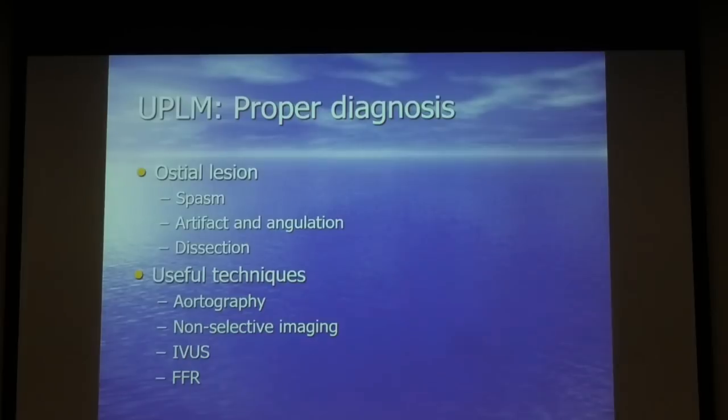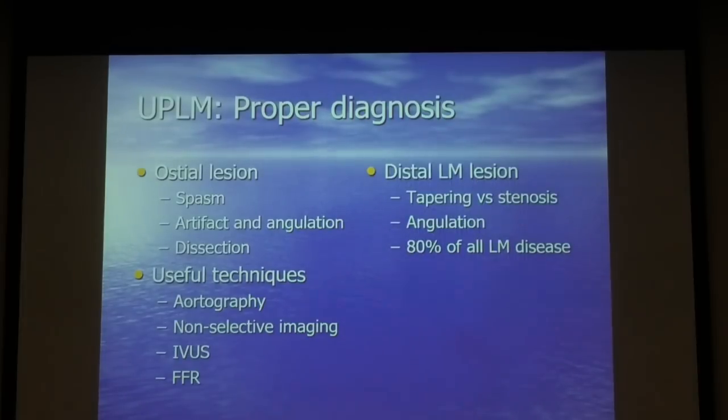At the same time, we have useful techniques. Aortography are helpful sometimes in osteal left main disease. Non-selective imaging are always helpful in osteal left main disease. IVUS, of course, is valuable. However, the cost consideration is extremely important. And FFR is also helpful. So we'll talk about few of these things to cover important issues, and hopefully we'll show you some cases.